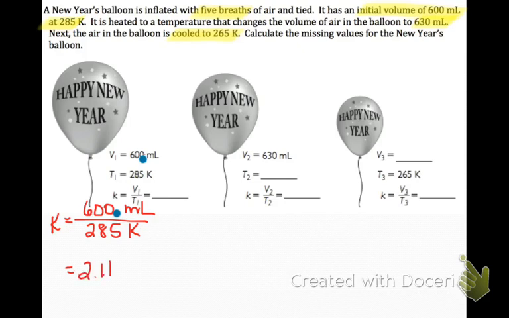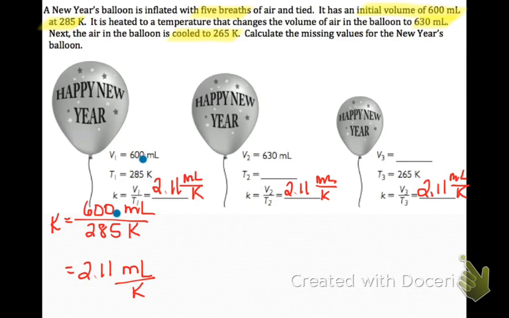Can we cancel any units? Are there any units that are the same in the top and the bottom? And in this case, there aren't, so we have milliliters over Kelvin. So we'll put that into our value, so 2.11 milliliters over Kelvin. And just like in the Happy Birthday balloon, where all of the K values were the same, from one temperature change to another, same thing here with the Happy New Year balloon. This K will be the same for all 3 of these experiments. So we can go ahead and put those in, 2.11 milliliters over Kelvin.